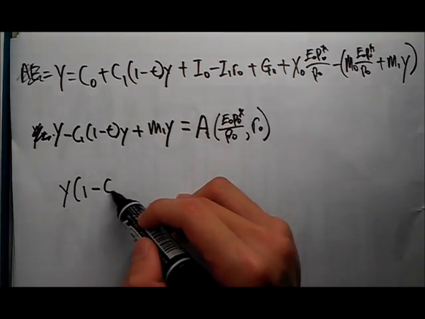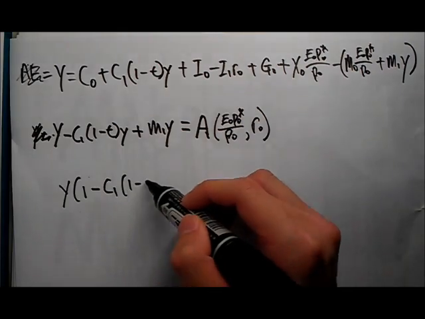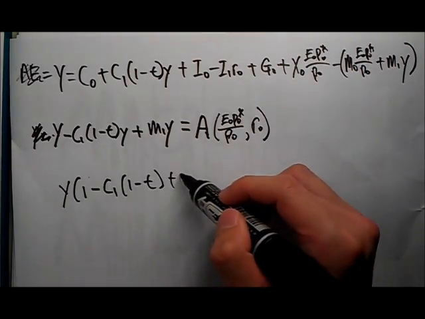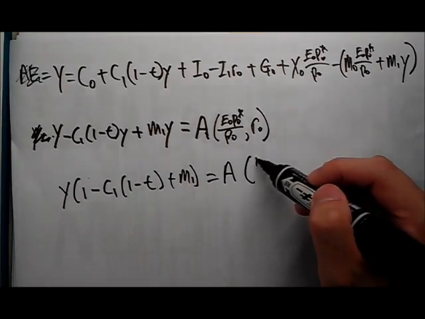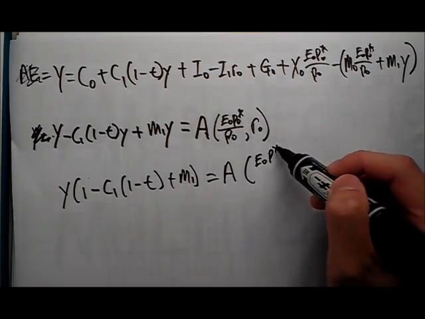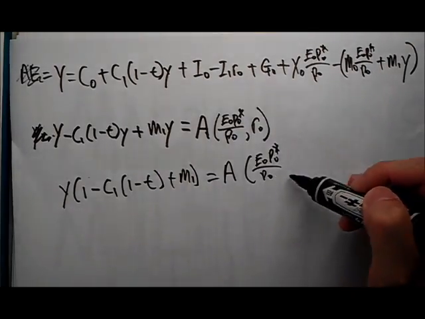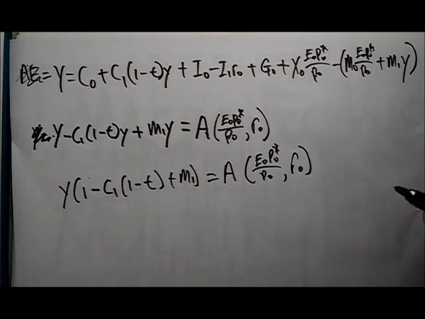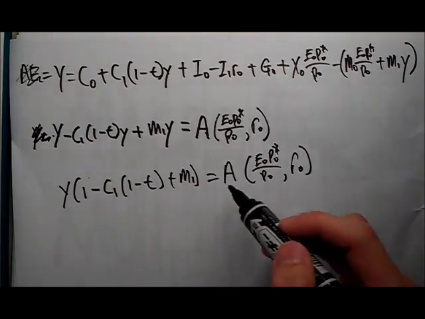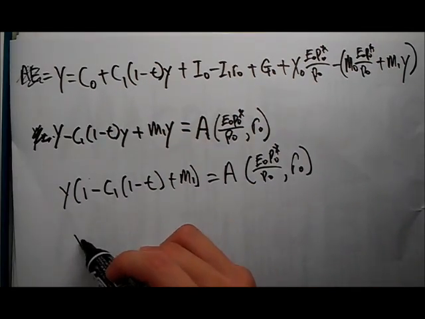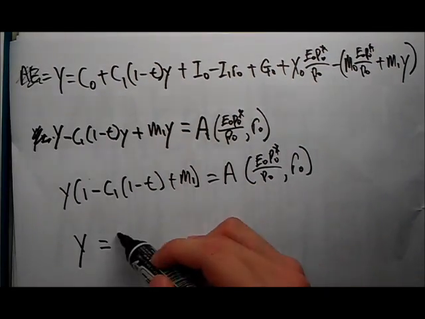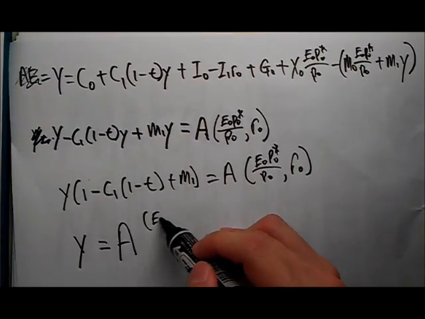1 minus C1, 1 minus T plus M1 equals A E naught P star naught P naught and R naught. I keep saying O, man, naught. Then we bring this to the other side to be divided. So you will get this thing again.